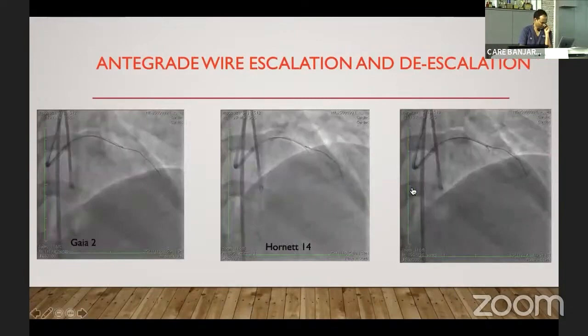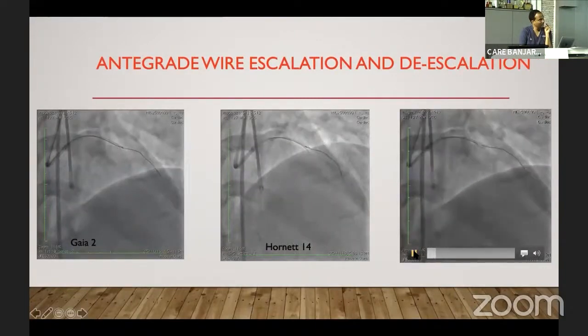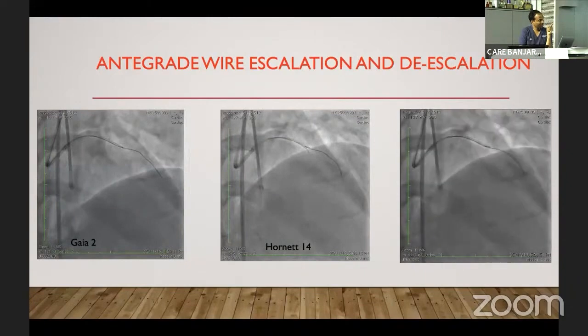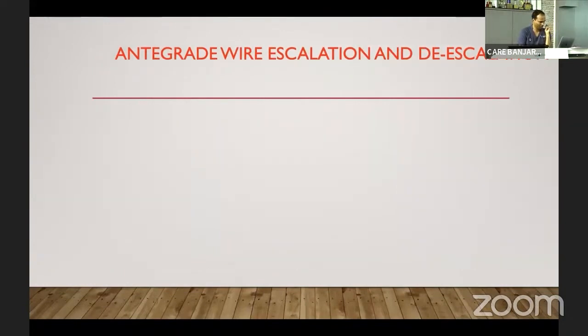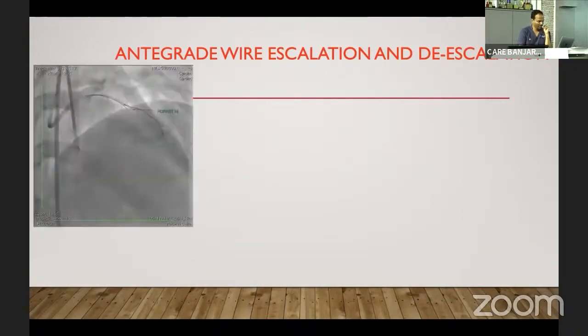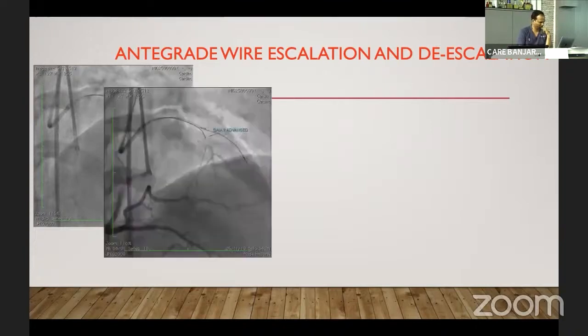Next you can see the last picture. This is the Gaia 2 again. You can observe how it goes now. Once I perforate it, there is no buckling, right? So that is what happens. So create a hole and go back to your Gaia 2. Escalation and de-escalation is the most important thing, and it has to be done stepwise. When you are stuck in a CTO, never continue with the escalated wires like Conquest or Hardnet. Never try to cross the rest of the CTO with the same wire.